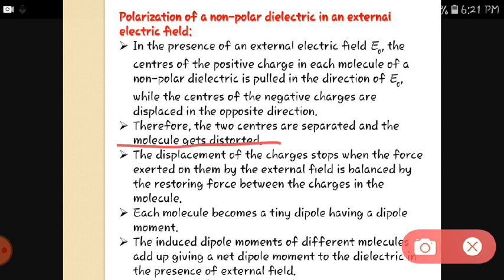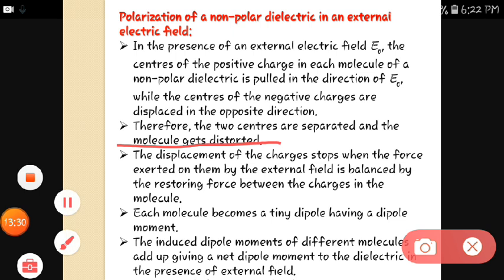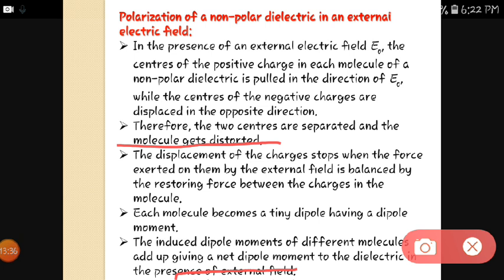Alright, so each molecule has a dipole moment. It gets induced, it is created. It was not there because it is a non-polar molecule, so the dipole moment was actually 0. But when we apply an external field, the dipole moment is created. So we are saying the induced dipole moments of different molecules will be added up, giving a net dipole moment to the dielectric. But when is this so? In the presence of the external field only. When the external field is applied, then and only then this can happen. Okay, I hope this is clear.